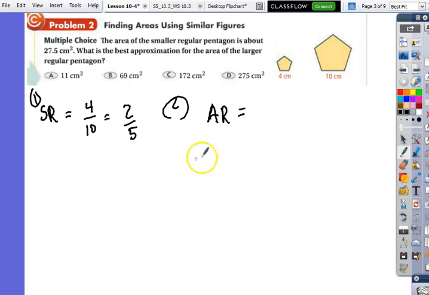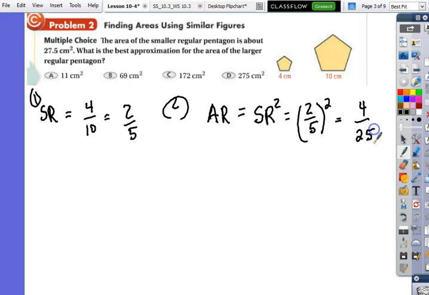Do you remember what the relationship between the AR and the SR is? SR squared. So SR squared is going to equal, in this case, 2/5 squared. And what would that be? 4 over 25. Now, once I know the area ratio, if I have area values of one figure, I can proportionally set up something to find the area value of the other figure.